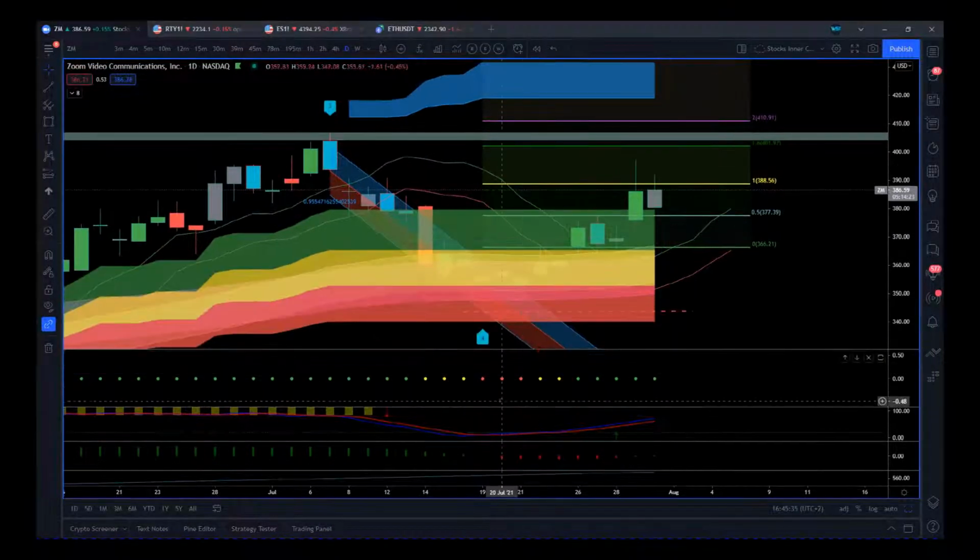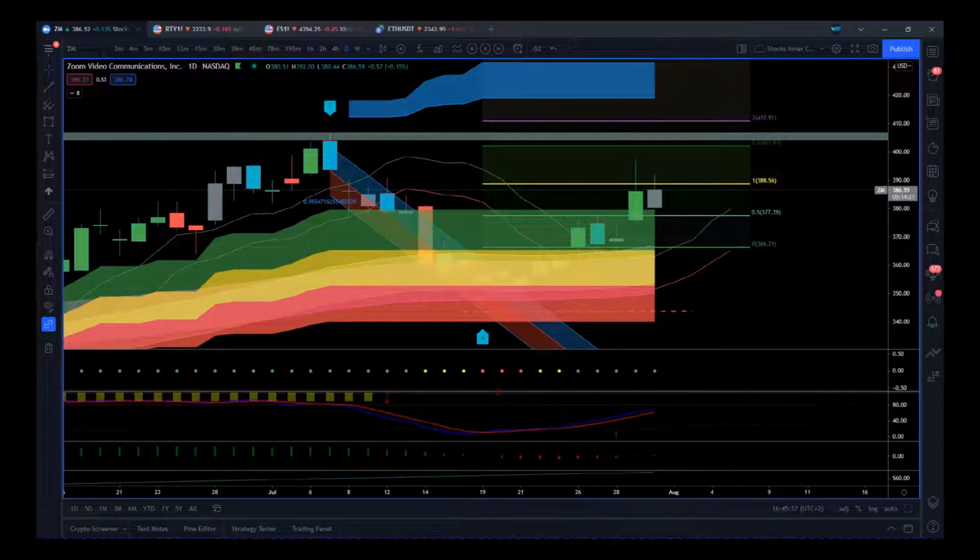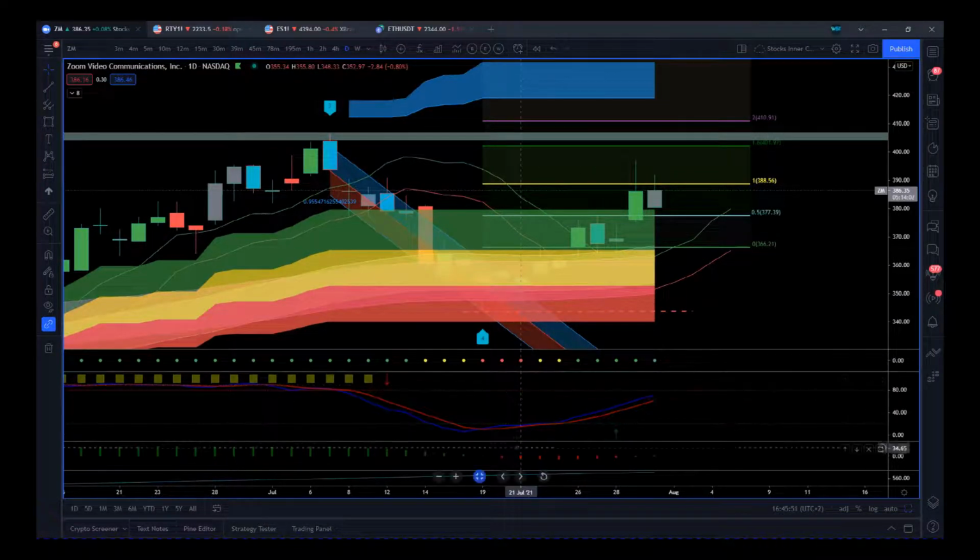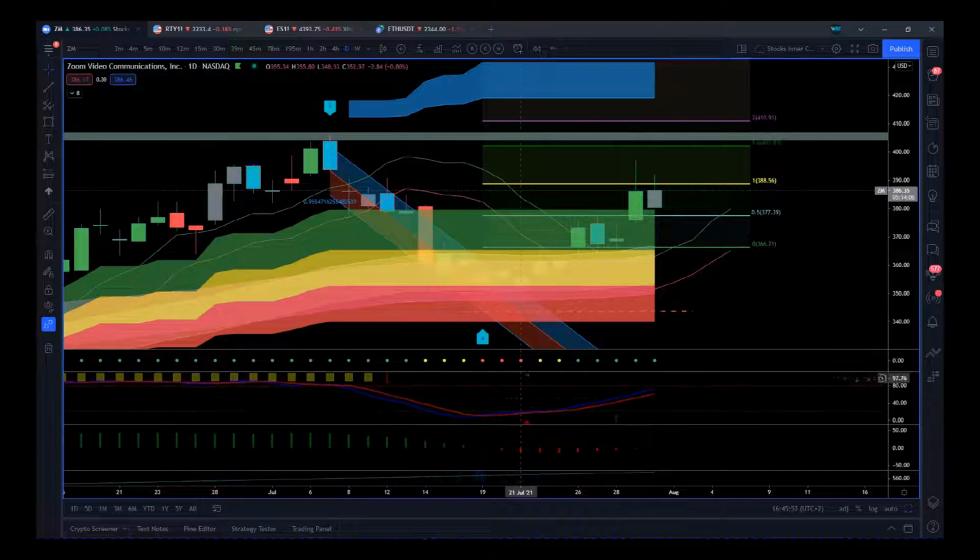Also, we have the bias indicator under here, part of the swing trading bundle. That goes green on this candle here. That's a good sign that we are on a higher time frame. We're bullish. But one of the main things that we look at here is two big things.